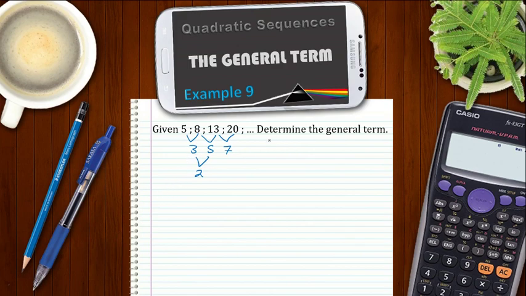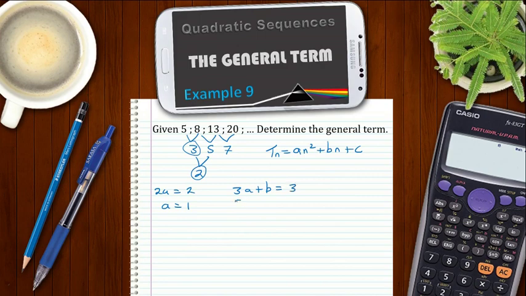Okay, so basically to find the general term, let's just write it down. The general term Tn is equal to an squared plus bn plus c. Okay, so to find a, I'm going to say 2a is equal to my second difference. So then I solve for a, and a is equal to 1. All right, and then to find b, we have to say 3a plus b is equal to this number over here. So this was our first difference. 3a plus b is equal to 3.